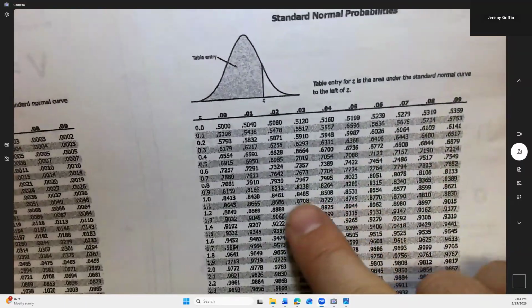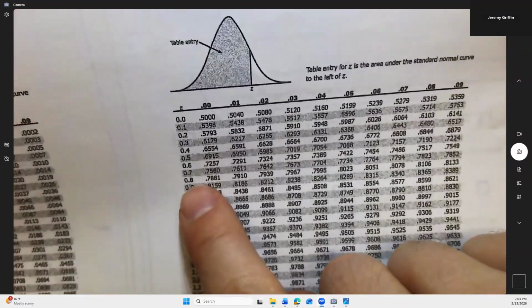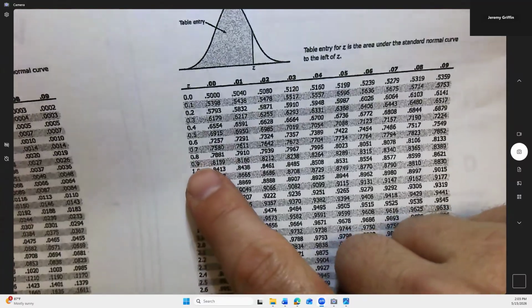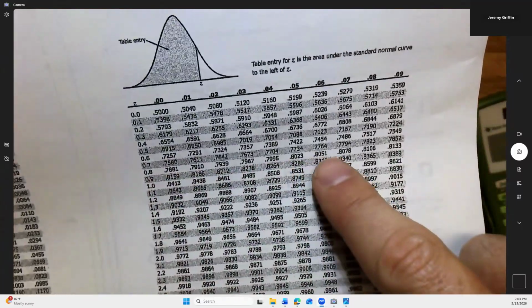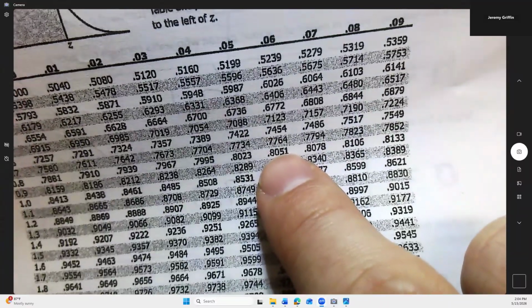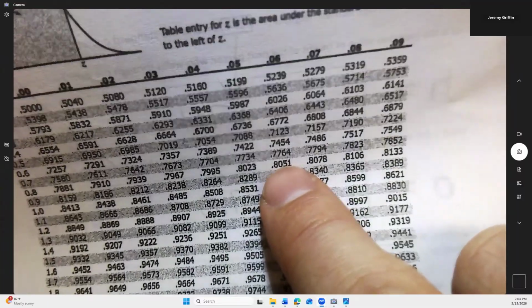All right, let's go through the whole process again. I got a z-score of 0.86. It's positive, which means this person is taller than average. I figured that anyway. So here's 0.8, and then go all the way over to 6. For a z-score of 0.86, what number does it say? It says 0.8051, so I'm going to round that to 81%.